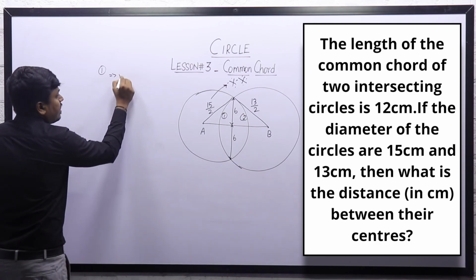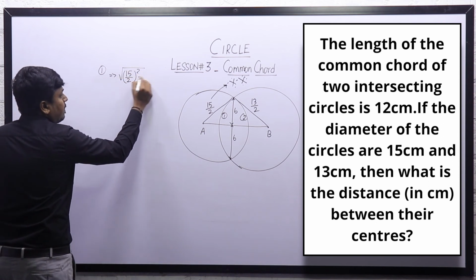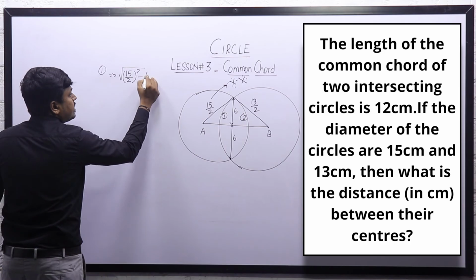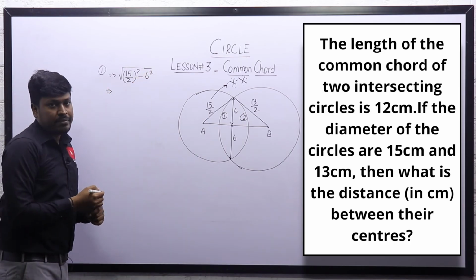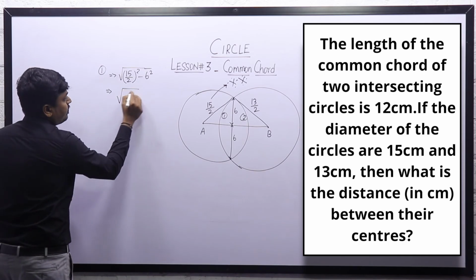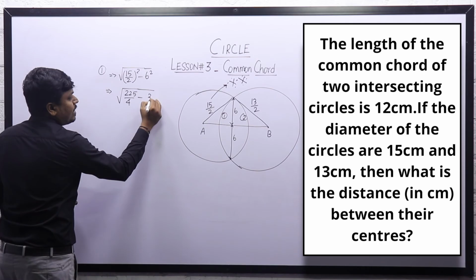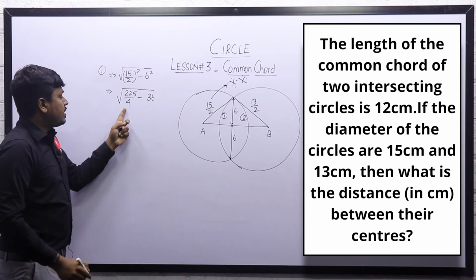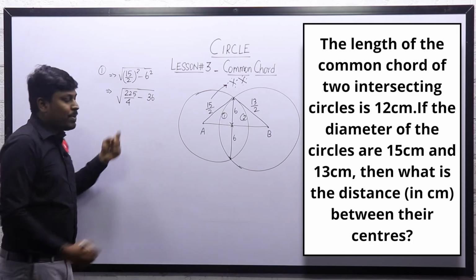So finally this can be written as slope, that is 15 by 2 the whole square, minus the chord length, which is 6 square. So 15 by 2, so 15 square is 225, right? So 225 divided by 4 minus 6 square is 36. So 36 into 4 minus 225 will be 81. So 81 divided by 4.